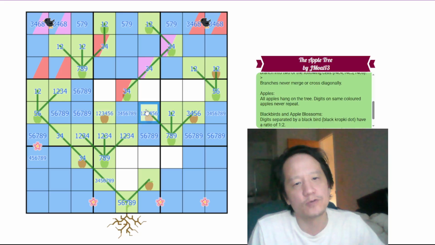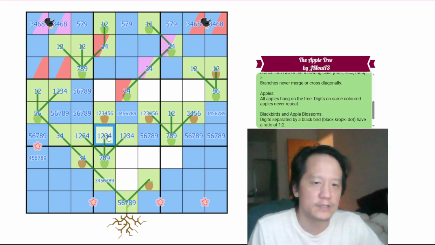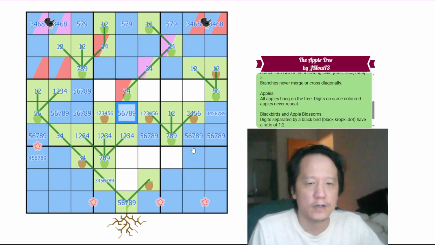Since this is one of the 1, 2s, this is 1, 2, 3, 4, this is 1, 2, 3, 4, that means the rest of this box cannot contain 1, 2, 3, or 4. Because this is 3 or 4. One of the 1 or 2s is here, but the other one is here, which means this cannot be a 1, 2, 1, 2 pair. The other 3, 4 is here. So this can't be 3, 4. This can't be 3 or 4.